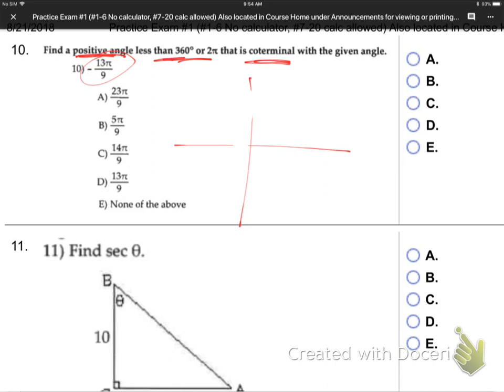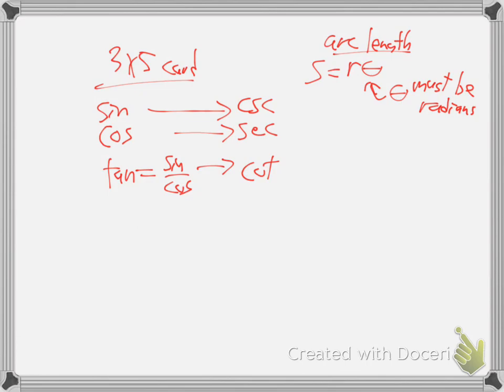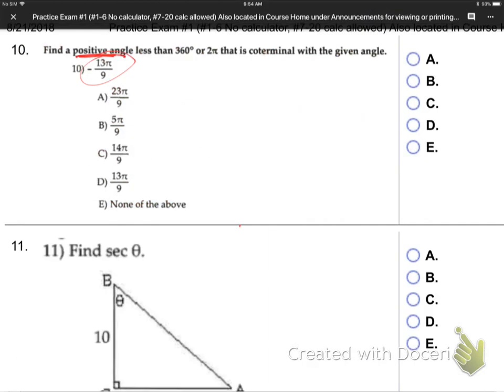So first off, what do they even mean? If you want to put something on your 3x5 card for that, then do so. If you feel like, no, I got that, then great. Whatever you need. So if you want to come over here and write, coterminal means same ending, same ending angle. So they say find a positive angle less than 360 that's the same. That's what they're saying.